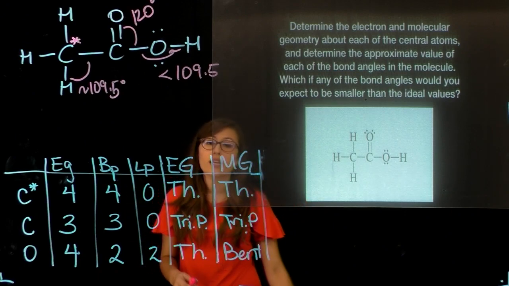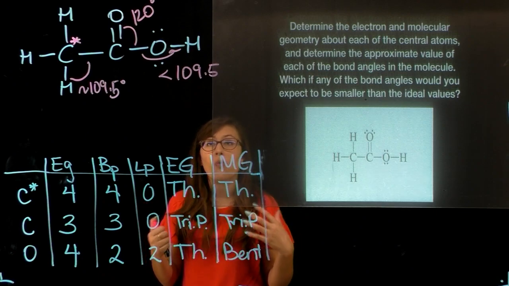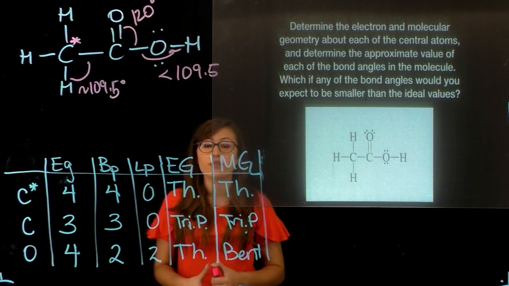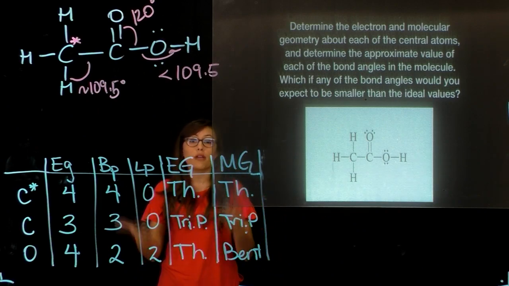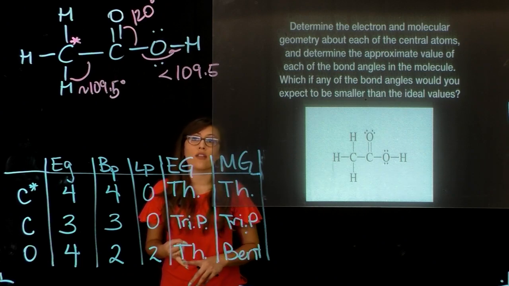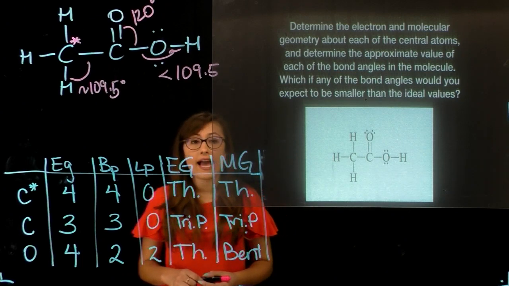Please remember, when you are dealing with electron geometry and molecular geometry, to always take into consideration the presence of lone pairs, because they are going to affect not only the geometry but also the angle between each of the bonded atoms.